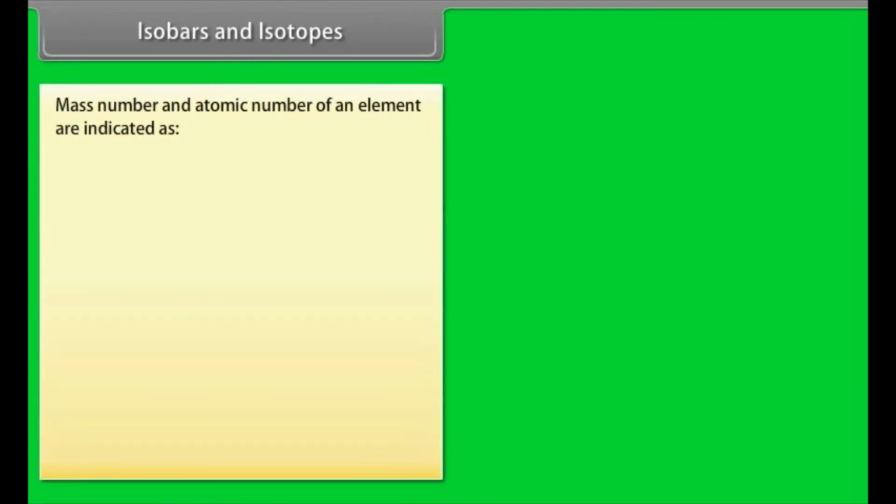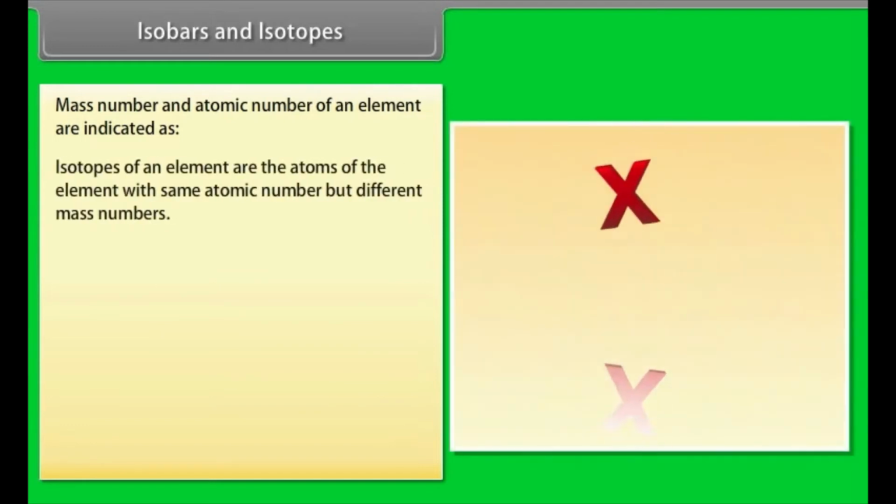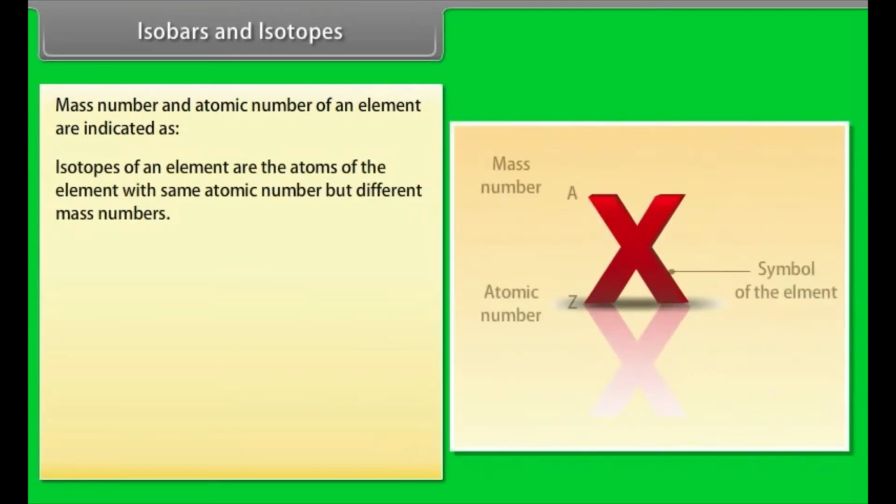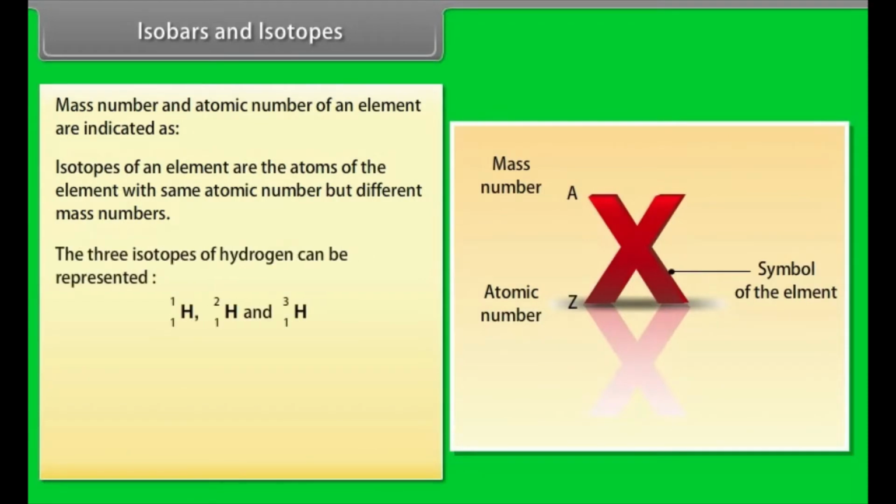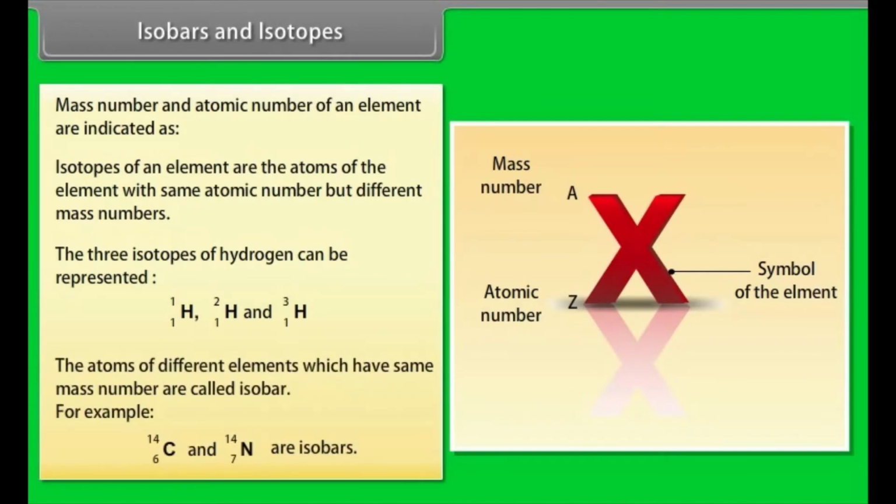Isobars and isotopes. Mass number and atomic number of an element are indicated as shown. Isotopes of an element are the atoms of the element with the same atomic number but different mass numbers. The three isotopes of hydrogen can be represented. The atoms of different elements which have the same mass number are called isobars.